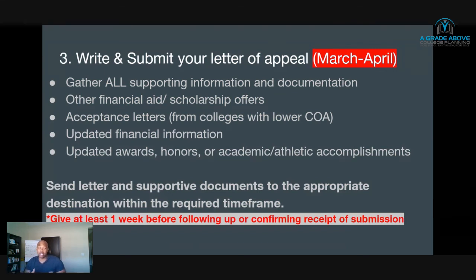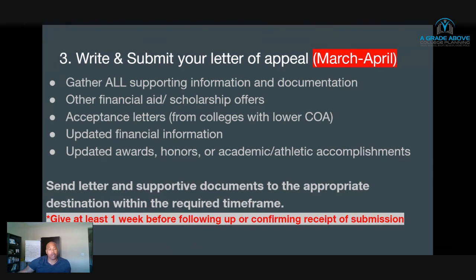Look better. Hey, this is what's happened since I submitted my application that I couldn't actually communicate, but does this have any weight on me being able to get more money or any impact for me to actually be more desirable to you as a university? That definitely can also help. But once again, continue to demonstrate interest.